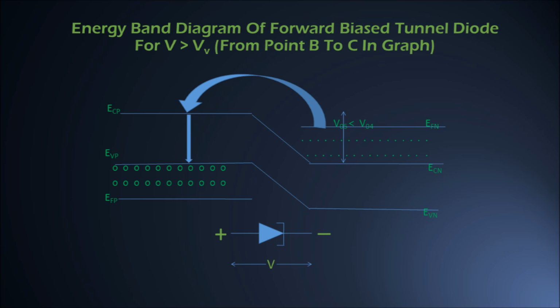By further increasing the forward voltage beyond the valley, the height of the potential barrier decreases to such an extent that free electrons on the n side can jump over the barrier and give rise to diffusion current by recombination of electrons with holes on the p side. Thus, the tunnel diode starts behaving like an ordinary p-n junction diode beyond valley voltage. With increase in voltage beyond valley voltage, more and more electrons on the n side are able to jump over the potential barrier, giving rise to forward current.